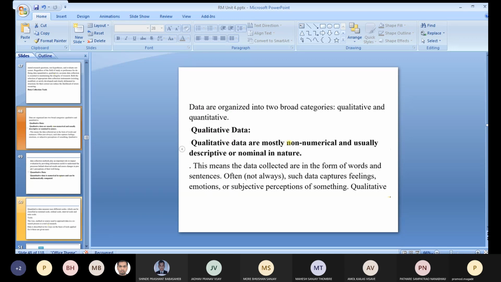Okay, in case of qualitative data, as I told you, that is non-numerical based. So it is related to quality. They have mentioned that the data collected are in the form of words or sentences. So it is descriptive generally. That data captures things like the nature. They have mentioned feelings and emotions. These kinds of words should not be used in our answer.